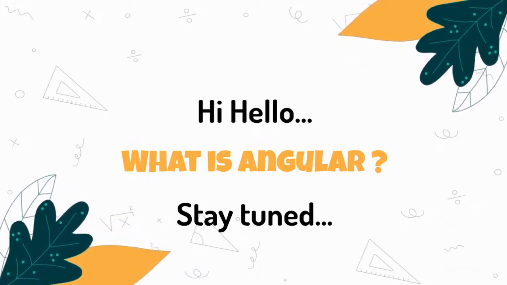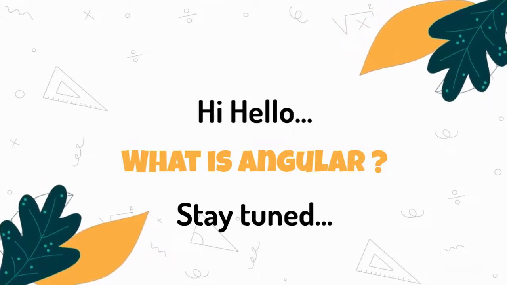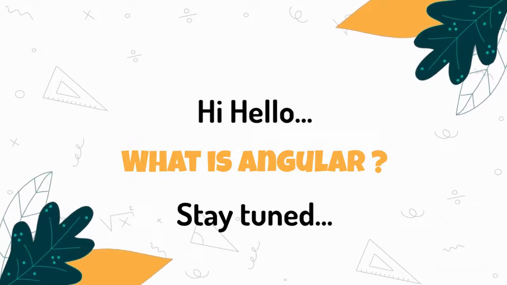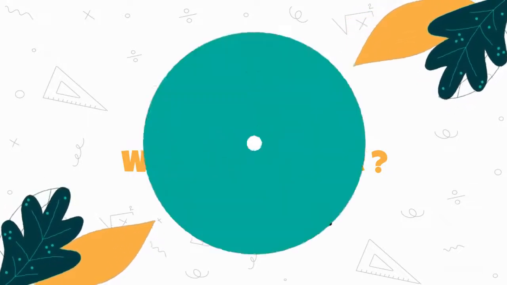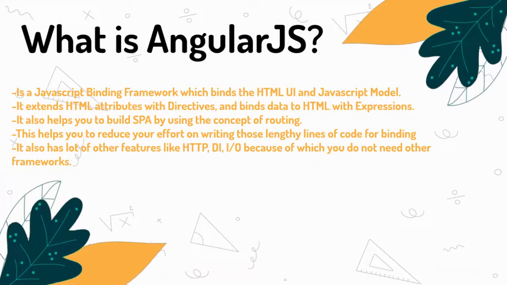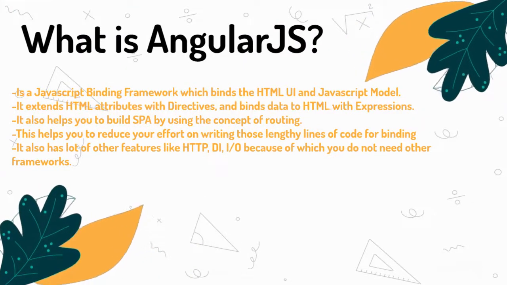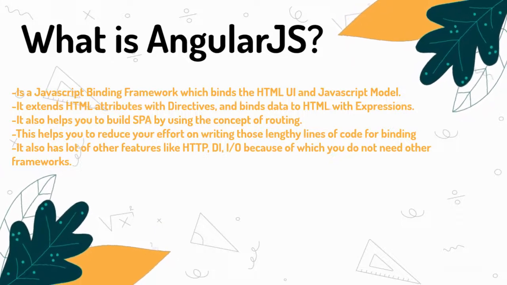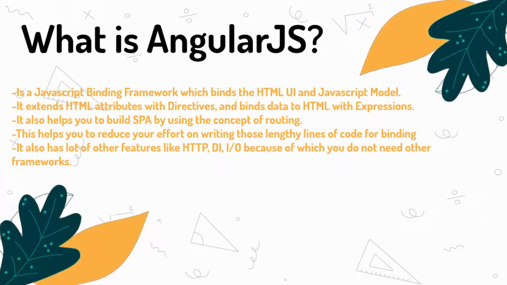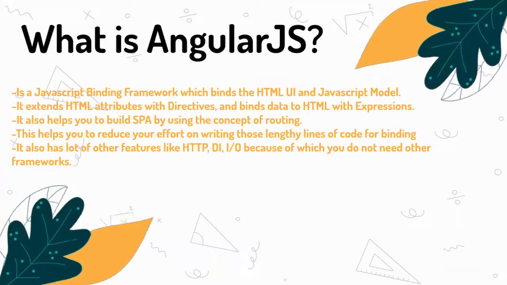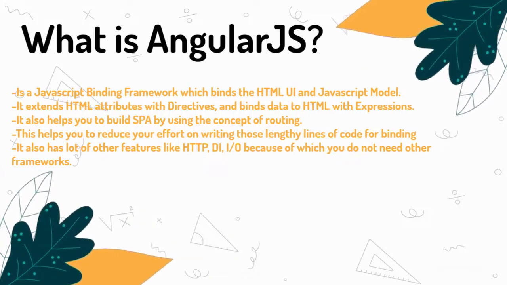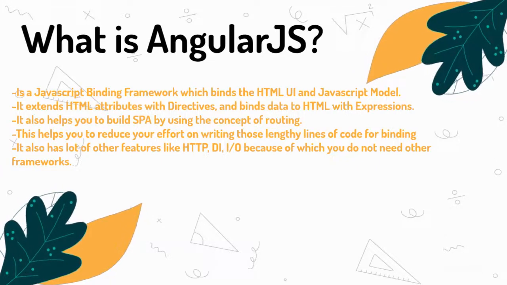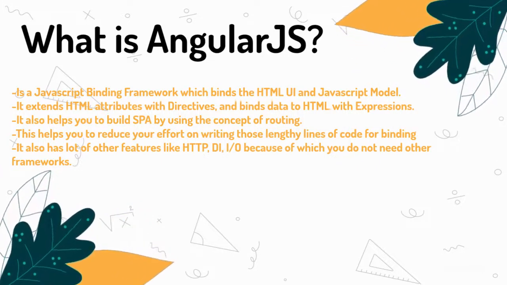So let's get started. Let's learn about Angular and AngularJS. Firstly, I want to tell you about AngularJS. So what does AngularJS mean? AngularJS is one such concept which is a framework. Angular is nothing but a JavaScript framework. We call it a JavaScript binding framework, which helps to bind the HTML UI and the JavaScript model.